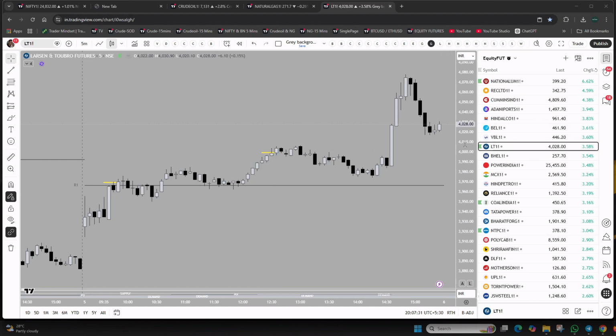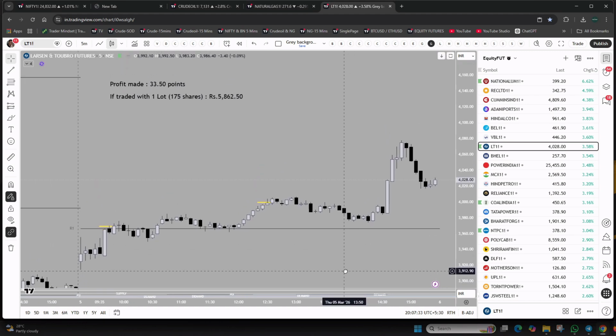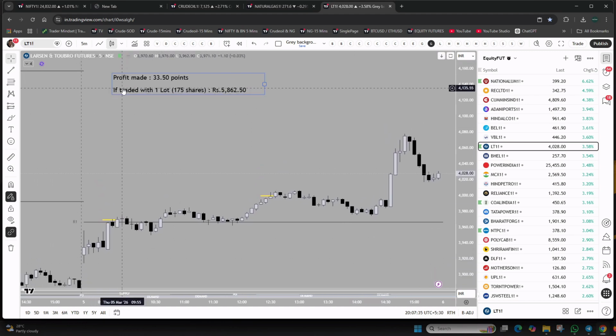Okay, so I have also made a summary of it. Where did it go? Yeah, here it is. So basically the profit made was not 40 but a little less than that. It is around 33 rupees 50 paise. And if you would have traded just one lot of LT, which has a lot size of 175, you would have earned 5,862 rupees 50 paise. Okay, so this was the trade for LT.